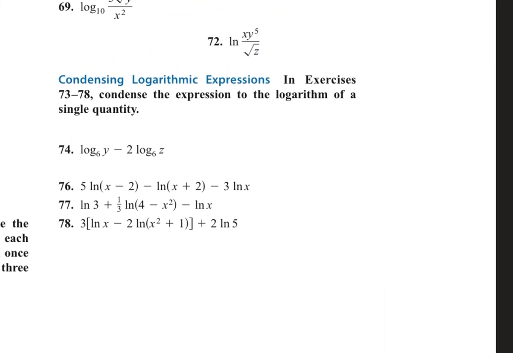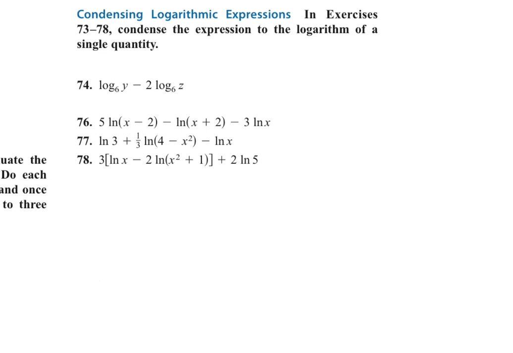76. So now we're condensing, right? Everything that has a number on the front, that would become an exponent. So the 5 becomes the exponent. The 3 becomes an exponent. So if I start there, I get ln of x minus 2 to the 5th minus ln of x plus 2 minus ln of x to the 3rd.